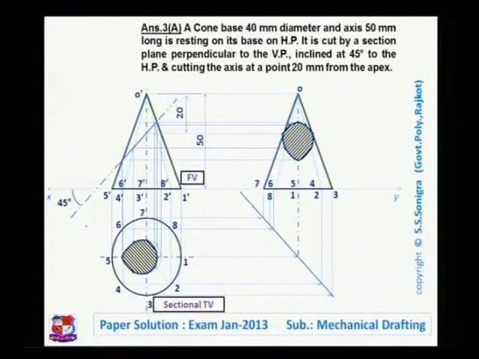Now I would like to conclude. Today we have discussed 4 problems: question number 2b, 3a, 3b and optional 3a. In all these 4 problems we have seen problems related to a cylinder, a pentagonal pyramid, development of lateral surfaces of a hexagonal prism, and views of a cone.